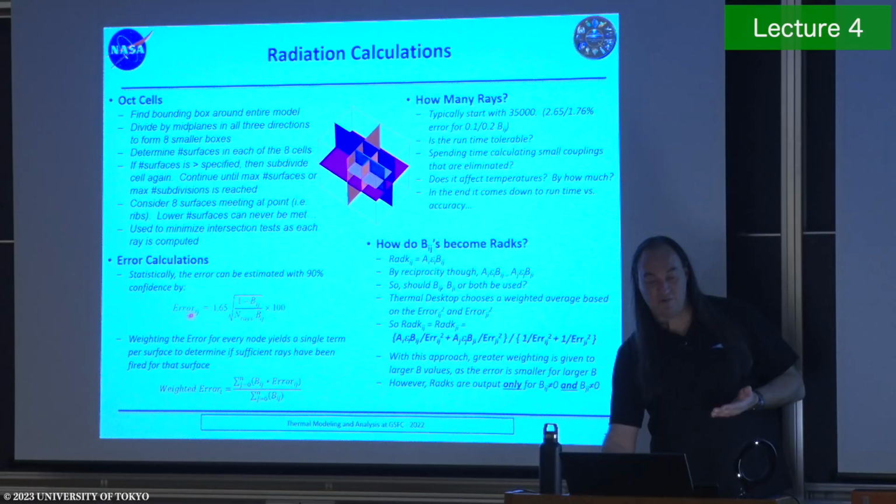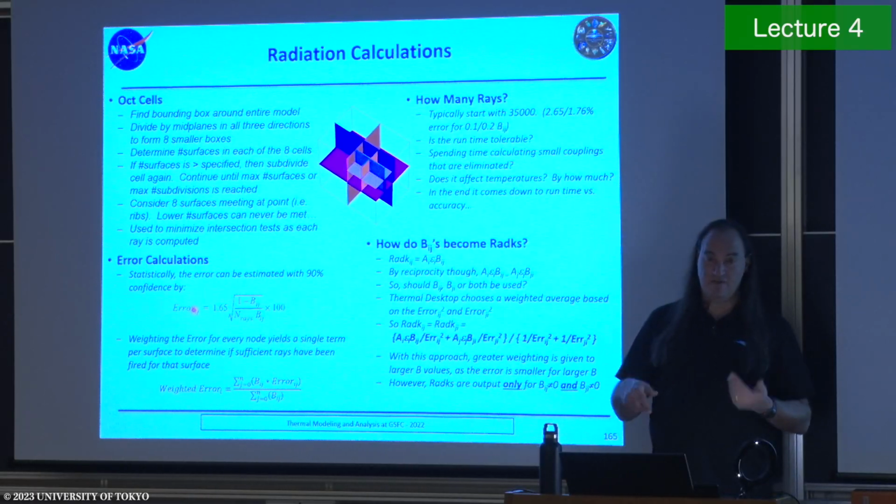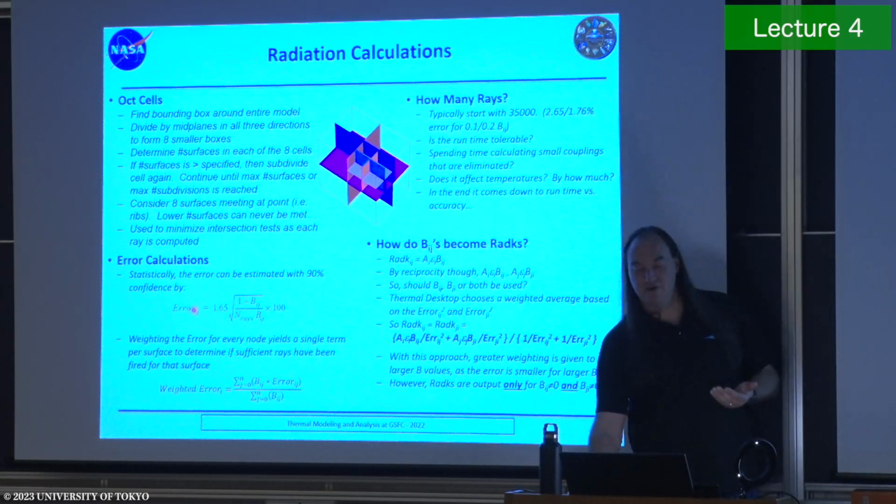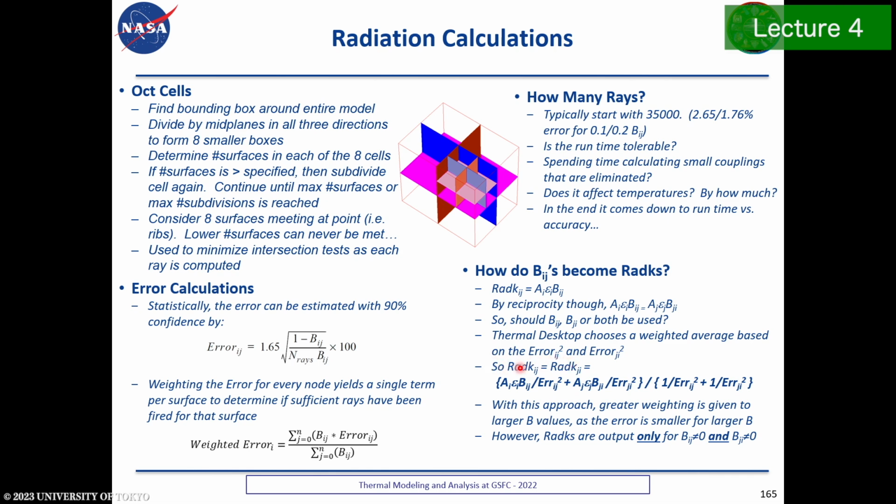So this error term here gets squared. The inverse of that is used as a weighting factor. And so the rad K that you see between node I and node J is based on the error from I to J times the area emissivity Bij, plus the area of J, emissivity of J, Bji times the error from Ji squared, divided by 1 over the error squared.